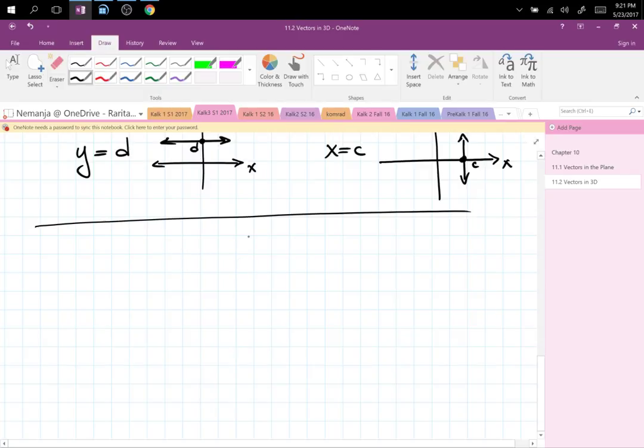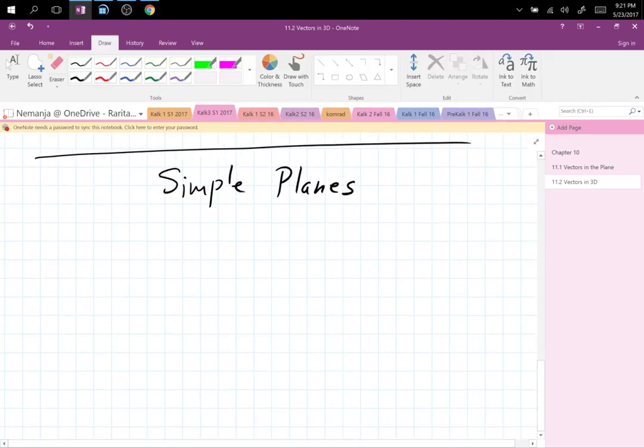Maybe I should call them special planes. How do they call them in a book? Simple planes. Because obviously we'll do more complicated planes later.